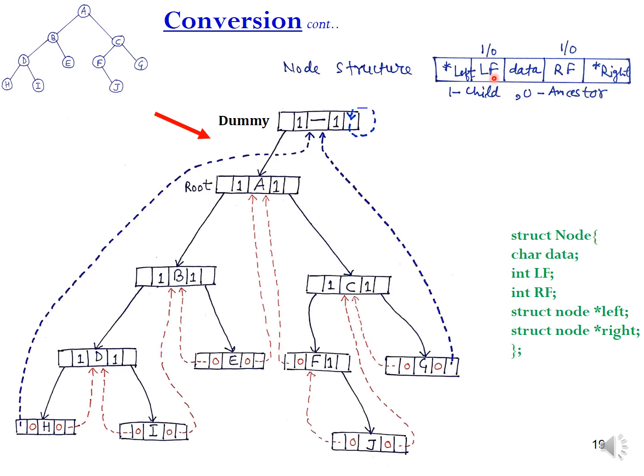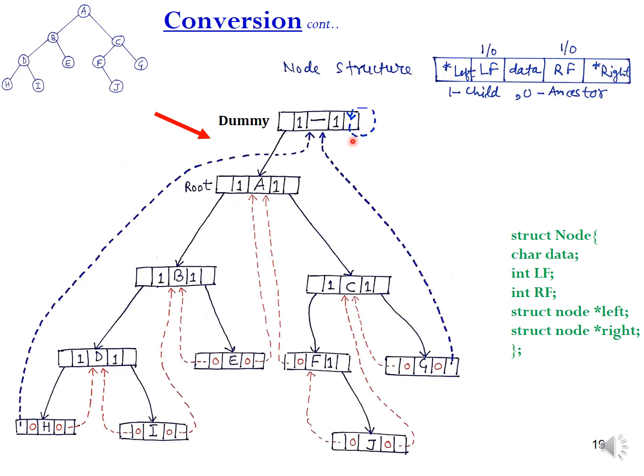It is to be noted here, this left flag may be either 1 or 0. If this left flag is 1, it means the particular node has a child, and if it is 0, it means the particular node has an ancestor. This may be the in order predecessor or the in order successor. In the same way, this is the right flag, and if it is 1, it has a child, and if it is 0, it has an ancestor. It may be the in order predecessor or the in order successor. And this is the normal right pointer, and this is the normal left pointer.